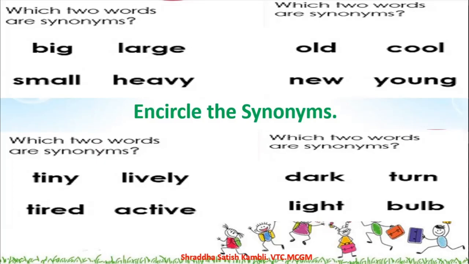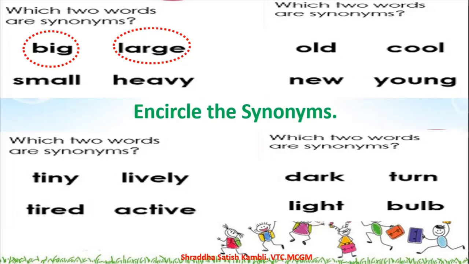So if you pick up big and small, they have opposite meanings. They don't have the same meaning. If you pick up big and heavy, big means size and heavy means weight. So they are not similar. What about big and large? Yes, big also means big in size and large also means big in size. So big and large are the synonyms here. Let's go to the next set that we have.